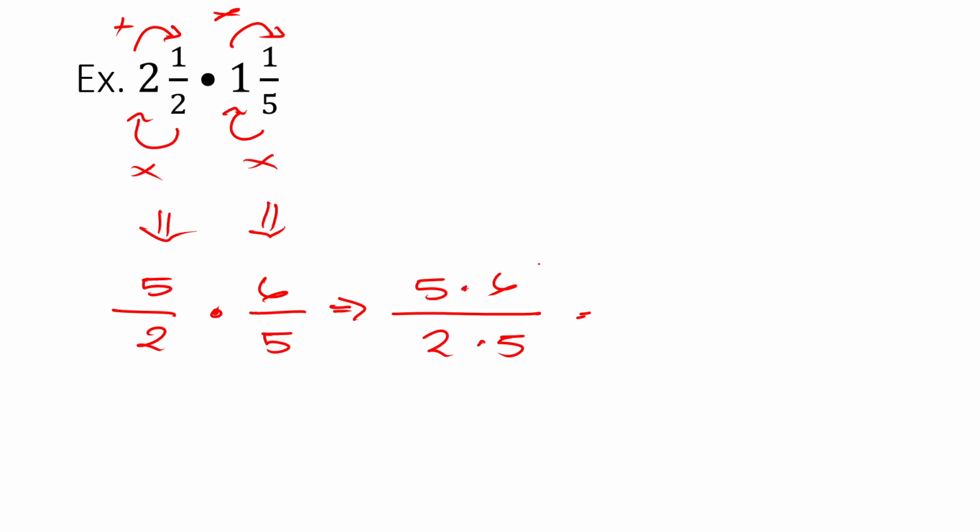Now you can use option 2 or option 3. For me, I prefer option 3. So 5 and 5 can be divided by 5. 5 divided by 5 is 1. 5 divided by 5 is 1. Any more? 6 and 2. We can divide those two numbers with 2. 6 divided by 2 is 3. And 2 divided by 2 is 1. Now just multiply. 1 times 3 is 3, and 1 times 1 is 1. So your final answer is 3 over 1 or 3.